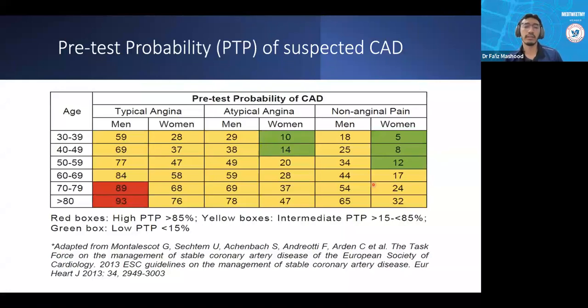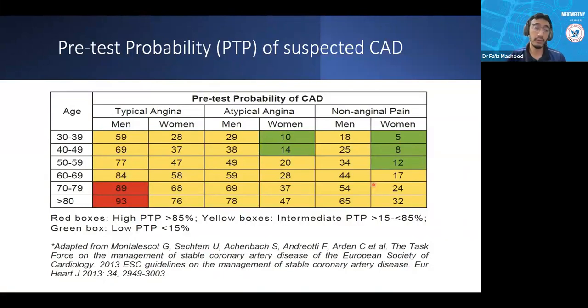For those that fall under the green colored zone, or low PTP, we can consider non-cardiac causes first, rather than jumping straight to functional assessment or any form of cardiac stress test. For the intermediate group, we can do any form of diagnostic cardiac test. Like I mentioned just now, it could be CTCA, which is anatomical, or another functional assessment with DSE, cardiac MRI, or nuclear perfusion.